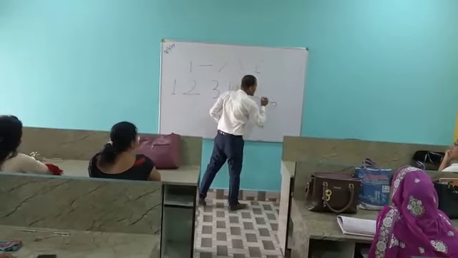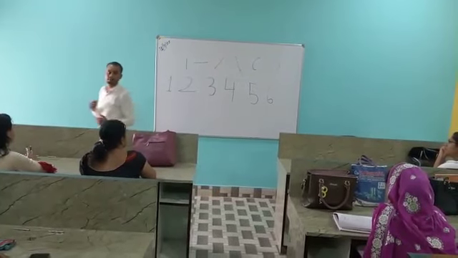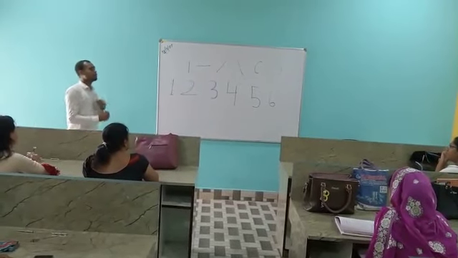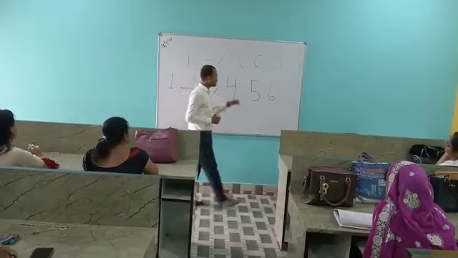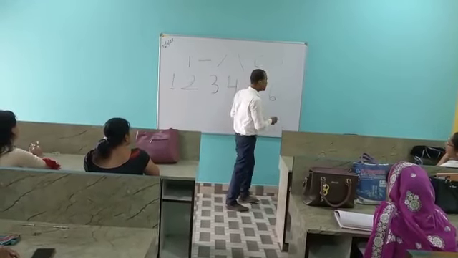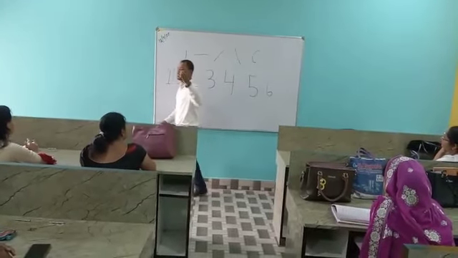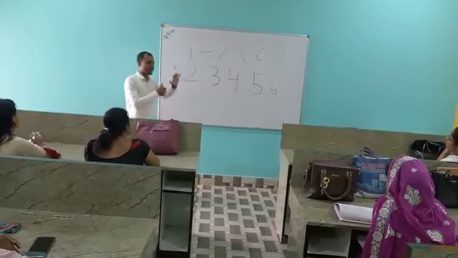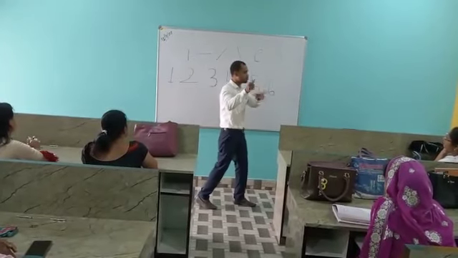Up, cup and circling. Up, cup and circling to make the number six. One, two, three, four, five, and six.